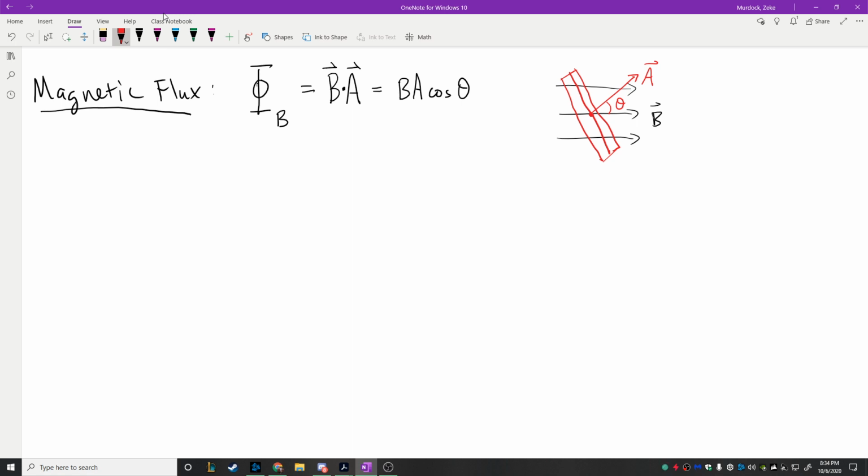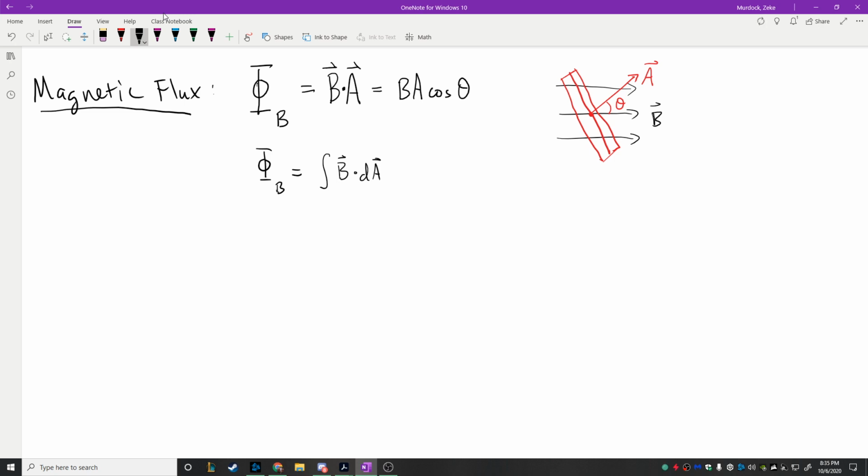Magnetic flux has units of teslas times meters squared. I think the name for this is a weber or something like that. But in general, we can also define magnetic flux over curved surfaces, very similar to the way electric flux is defined, where you do an integral of B dot dA over the curved surface. This would be for a non-uniform magnetic field or a non-uniform surface.